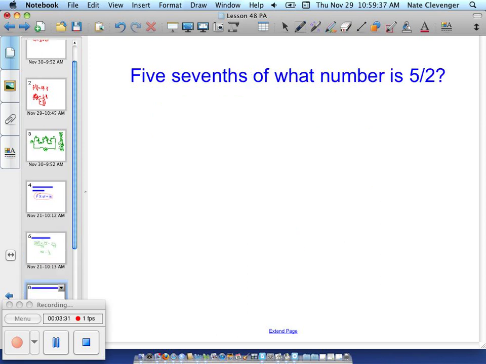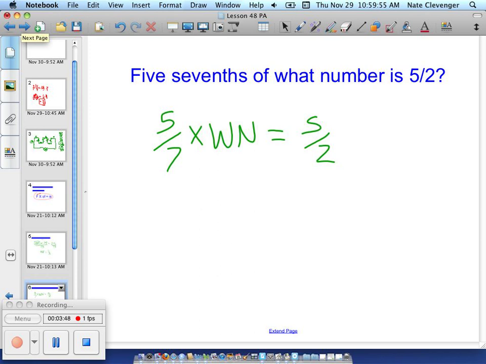This one has 5/7 of what number is 5/2? We're going to use WN for what number. Now on this problem, we put the times sign in the middle, but what if I were to erase the times sign and slide that over, and write this as 5/7 WN. Isn't that still multiplication? Yeah.